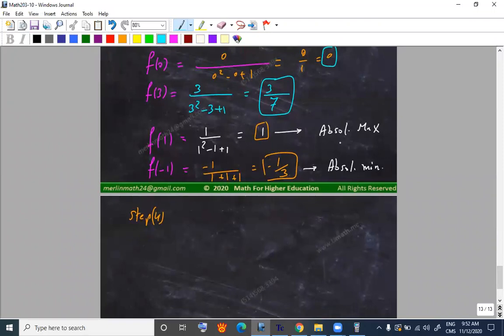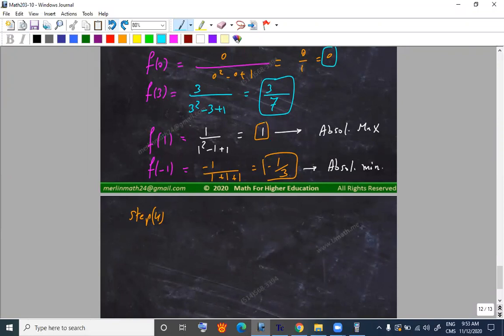I would say absolute maximum. Tell me, what is the absolute maximum as a value? The absolute maximum is the y value. What you see here is the absolute maximum, but it occurs at x equals 1. So it's 1. Absolute minimum as a value: the lowest value for the function is minus 1/3, but it occurs at x equals minus 1. So I may represent this answer as follows.